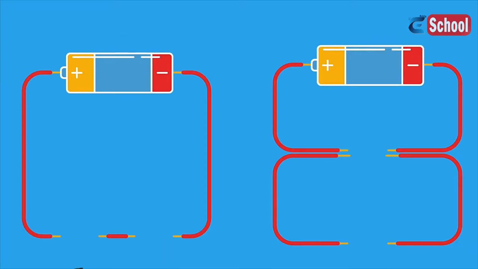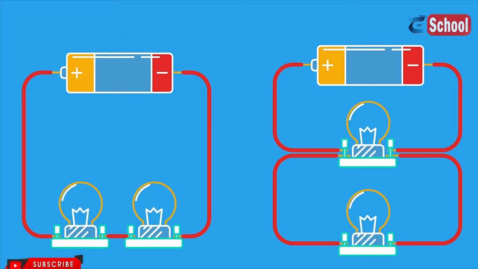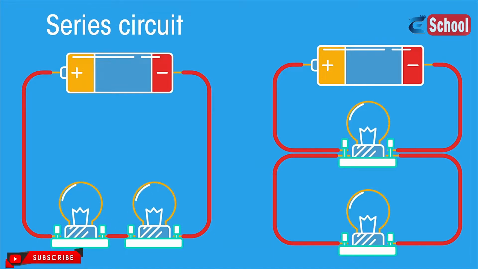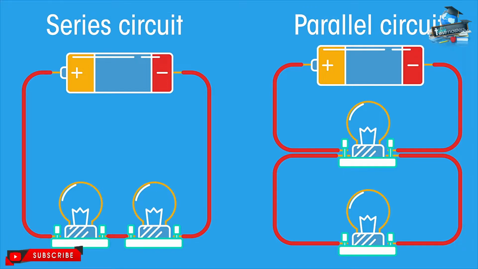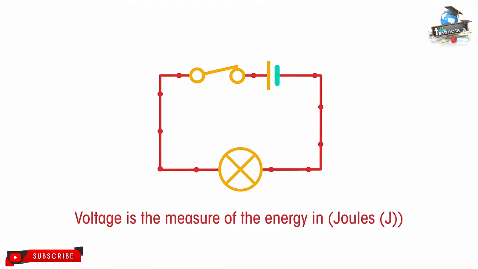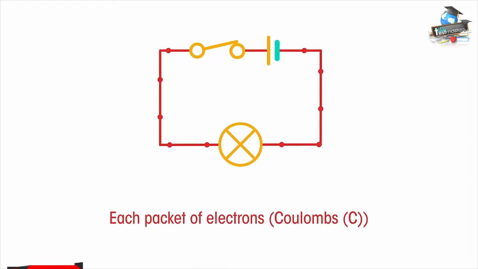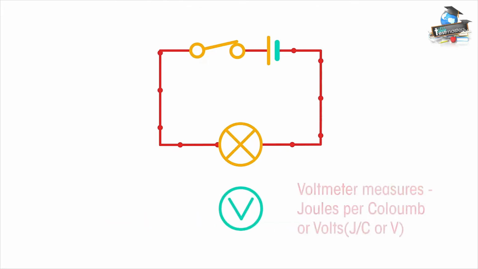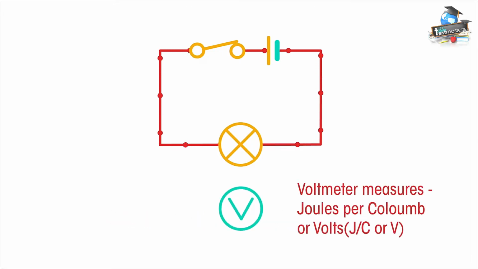Here's an example of two circuits, both containing a cell and two bulbs. One circuit is series, the other is parallel. The voltage is a measure of the electrical push that the battery gives to the electrons. It's a measure of the energy in joules given to each packet of electrons, coulombs. So the voltmeter measures joules per coulomb, or volts.